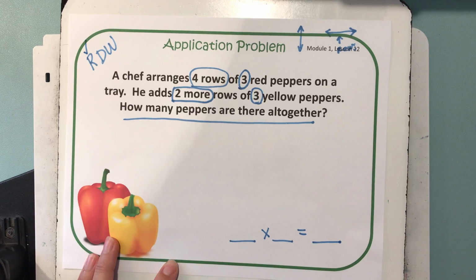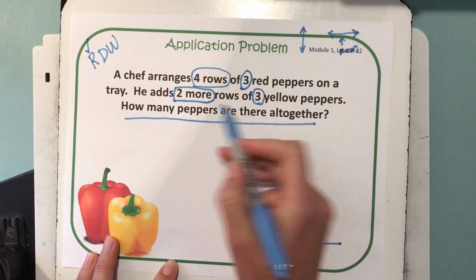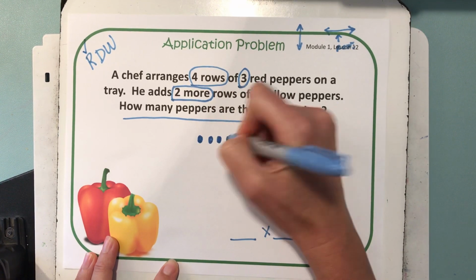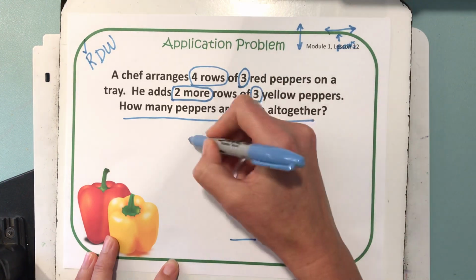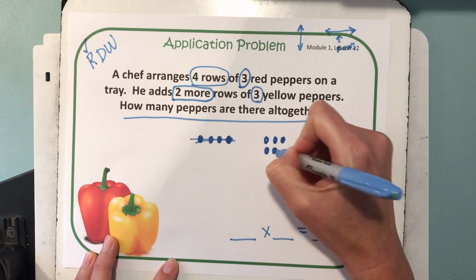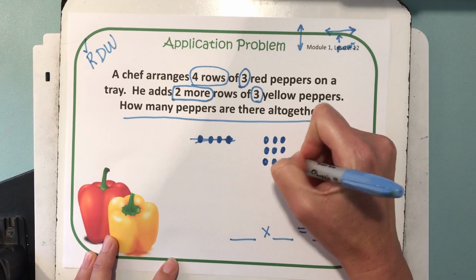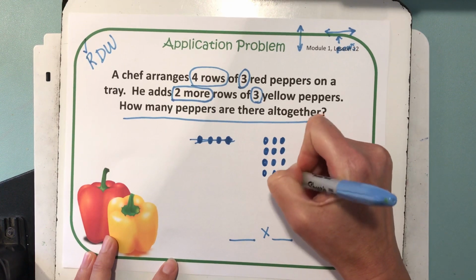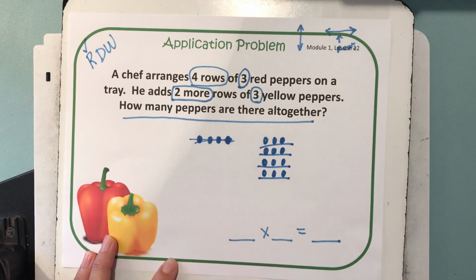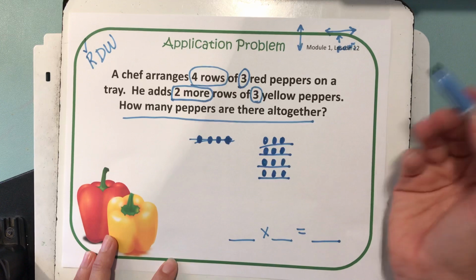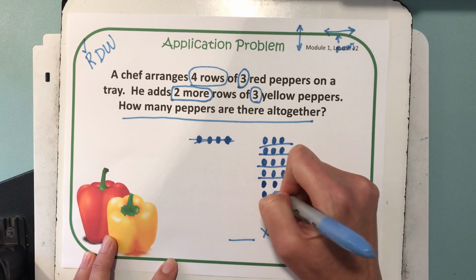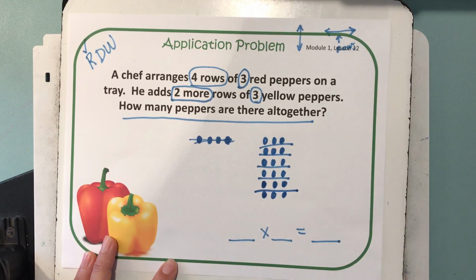So we had 4 rows of 3. So let's start with 4 rows. 1, 2, 3, 4. Oops, nope, I didn't do that right. Let's start over. 1, 2, 3, 4, 5, 6, 7, 8, 9, 10, 11, 12. Do I have 4 rows? I do. Now they added how many more rows? He adds 2 more rows of 3. 1, 2, 3, 4, 5, 6. There's our other 2 rows.